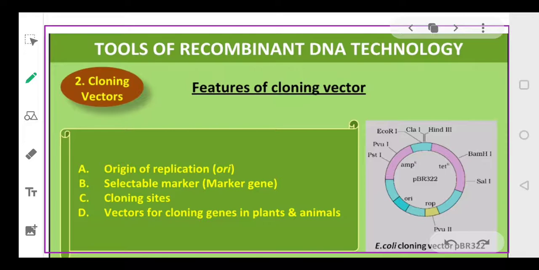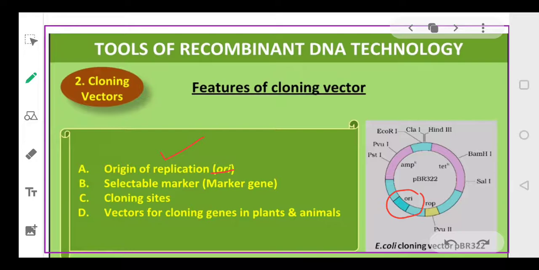Coming to the features of a cloning vector. There are certain features that are required to facilitate cloning into a vector. If we want our gene to multiply inside a particular vector, we need to have certain factors. First of all, the cloning vector should have an origin of replication, which is called the ORI. As you can see in the diagram, there is an ORI. This is the origin of replication. Second, it should have selectable markers, meaning marker genes should be present inside it so that we can easily distinguish it.